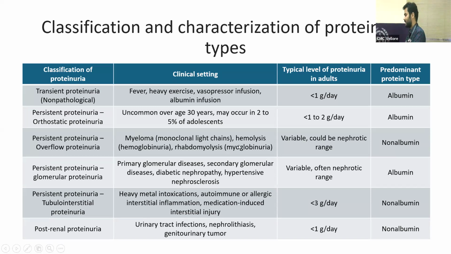As we already discussed, it can range from non-nephrotic to nephrotic, predominantly albumin. The other is tubulointerstitial proteinuria, which is due to damage in the tubules, like in cystinosis or some tubular injury, producing protein leakage. Usually it will be less than 2 grams only, not 3 grams. Mainly non-albumin proteins. And post-renal proteinuria is usually due to urinary tract infection or bladder tumors, which can secrete proteins that are picked up in the urine.